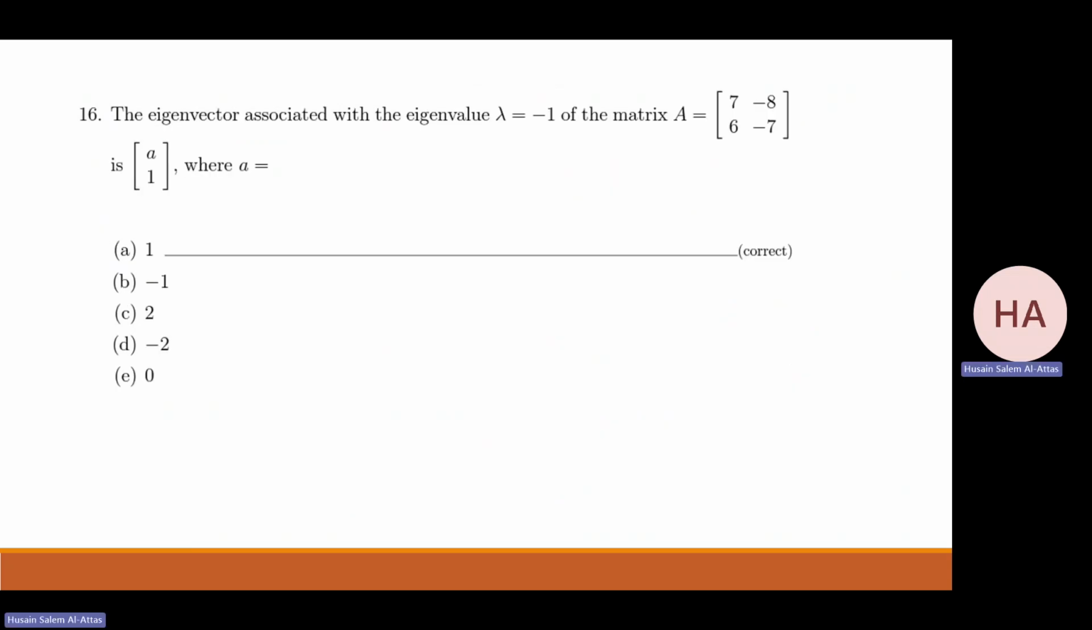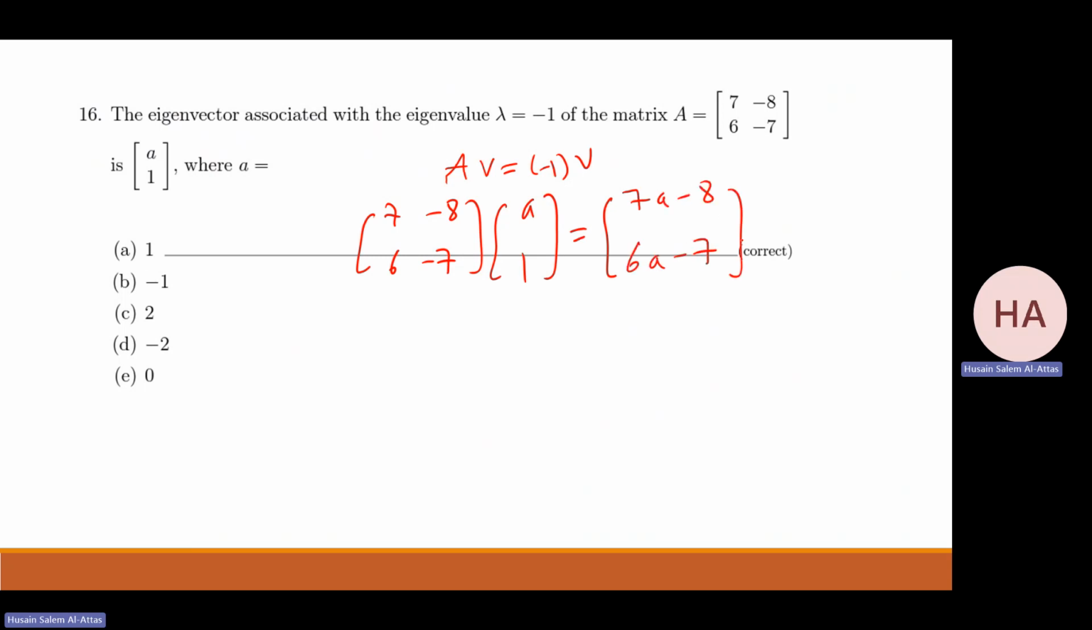The eigenvector associated with this is A equal 1, A and 1, find A. Yeah, so I need A V equal minus 1 V. So I have 7 minus 8, 6 minus 7 times A. That will be what? 7A minus 8 and 6A minus 7. That should equal minus 1 times V, which is minus A, and this is minus 1. So I have 7A minus 8 equal minus A, or 6A minus 7 equal minus 1.